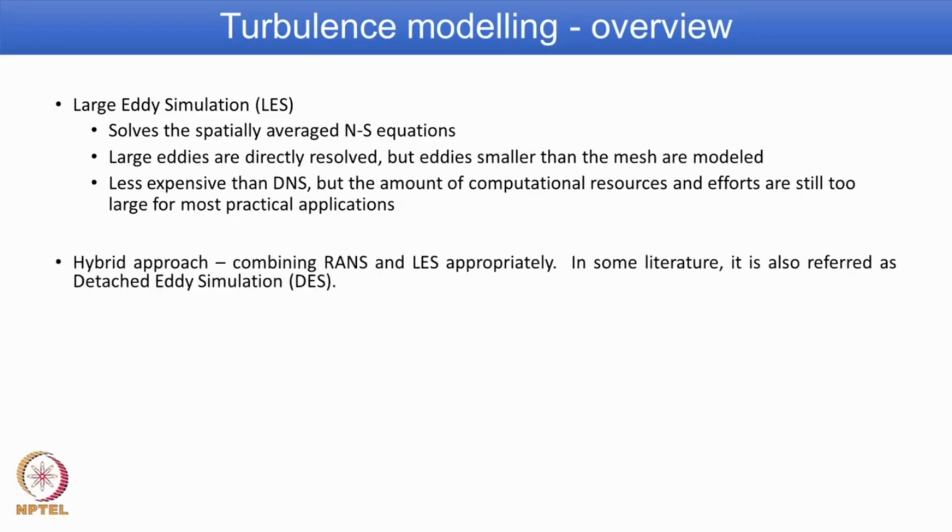There is an alternative approach, known as a hybrid approach, where you can combine RANS and LES appropriately. Depending on how they are combined, you get a solution, and this is called the hybrid approach. In some literature, they call it by a special name, detached eddy simulation, otherwise DES. We have three approaches: RANS, LES and DNS, and in between there is a hybrid approach strategy.